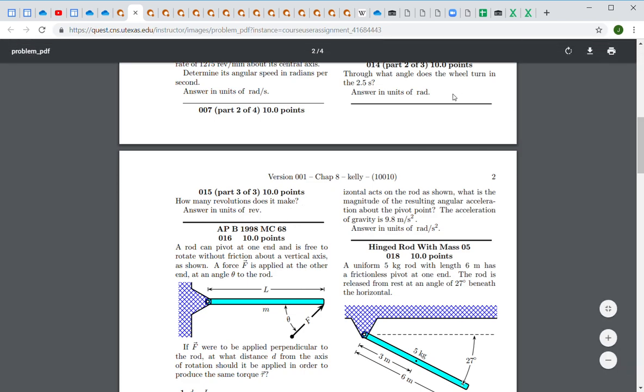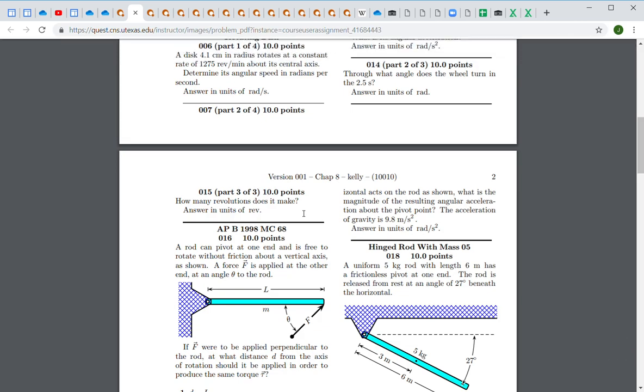Part 3, how many revolutions does it make? Well, we've got the angle in radians, so we're just going to convert units from radians to revolutions. So multiply the radians value times 1 revolution over 2 pi radians, and that will give us the answer to part 3.